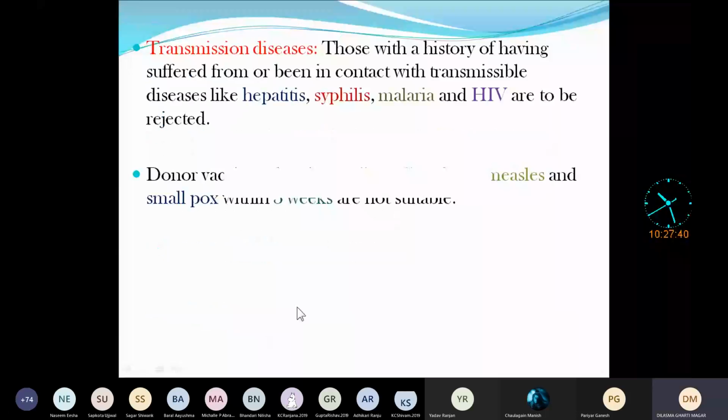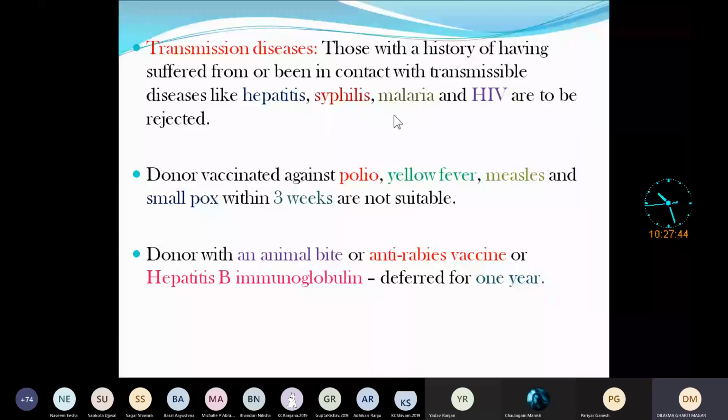So now you see here, in case of transmissible diseases, that time also we should not take the blood. Those persons who have a history of suffering from, or been in contact with, hepatitis, syphilis, malaria, HIV, or are in contact with these transmissible diseases like hepatitis, syphilis, malaria, HIV, we should not take blood from these persons.